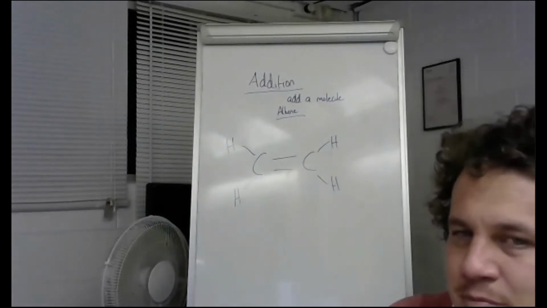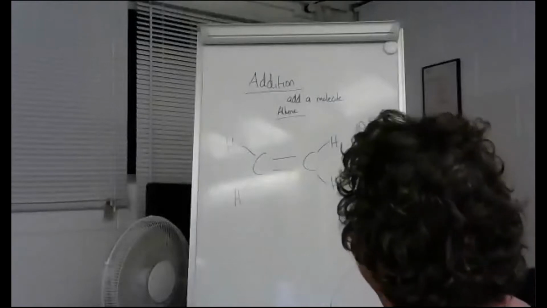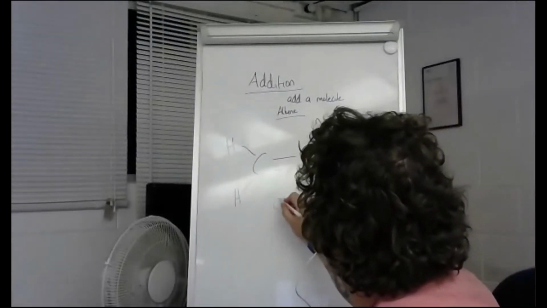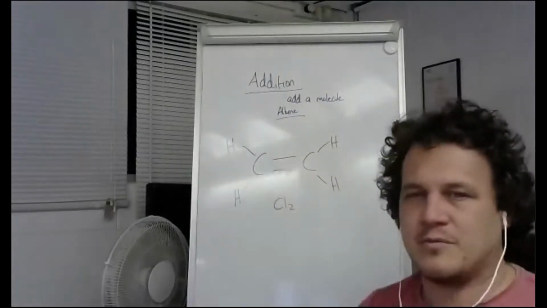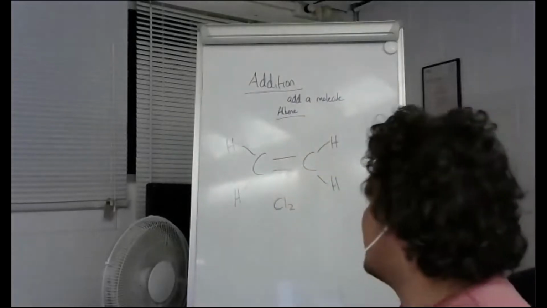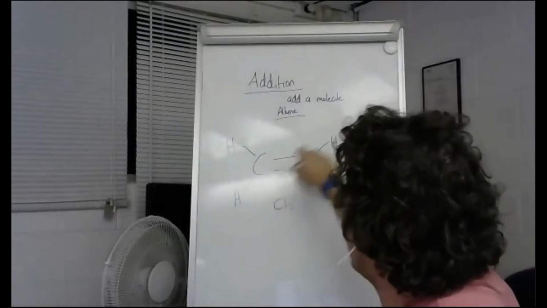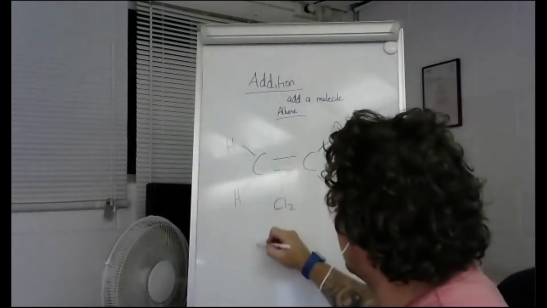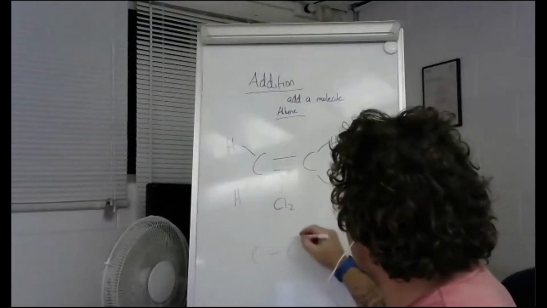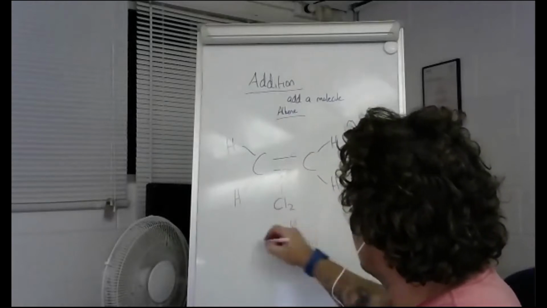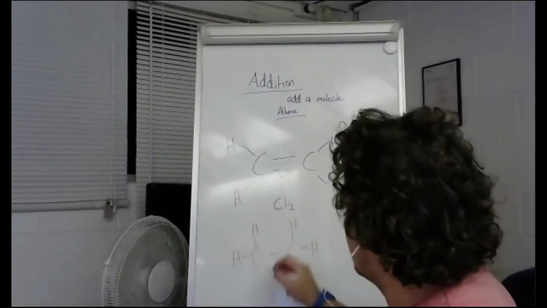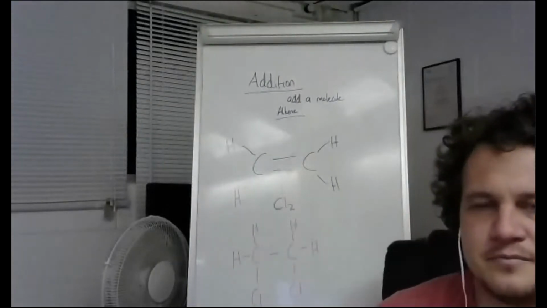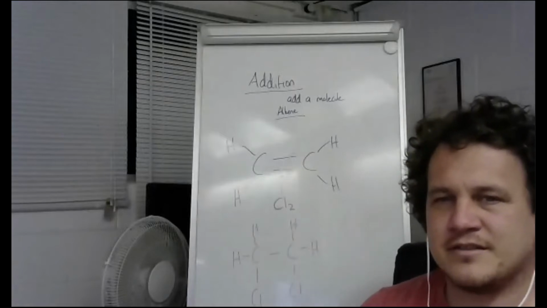We'll do that by adding, for the first one, Cl2. It doesn't like the double bond. So it effectively attacks it and breaks it. And then chlorine attaches underneath the carbon and gives us a dihaloalkane.